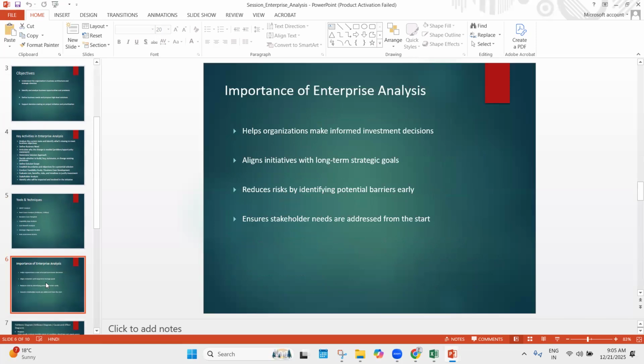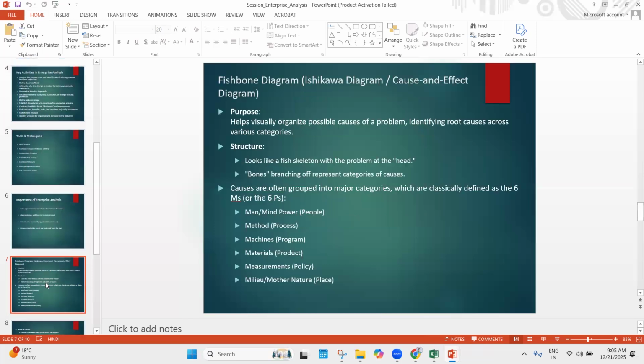The main importance of enterprise analysis is that it helps the organization make informed decisions about the initiatives or investments they are taking, and those should align with the long term strategic goals. It should reduce the risk by identifying the potential barriers and ensure that all the stakeholders are addressed from the initial stage itself, because as this is implemented at the enterprise level, this information should be communicated to the clients at the starting phase itself.